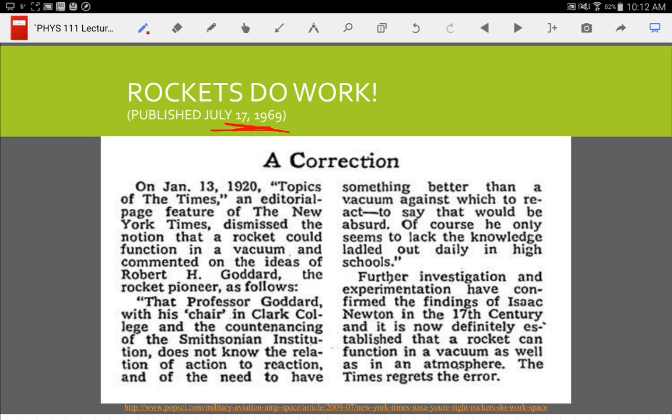Further investigation and experimentation have confirmed the findings of Isaac Newton in the 17th century, and it is now definitely established that a rocket can function in a vacuum as well as in the atmosphere. The Times regrets the error.